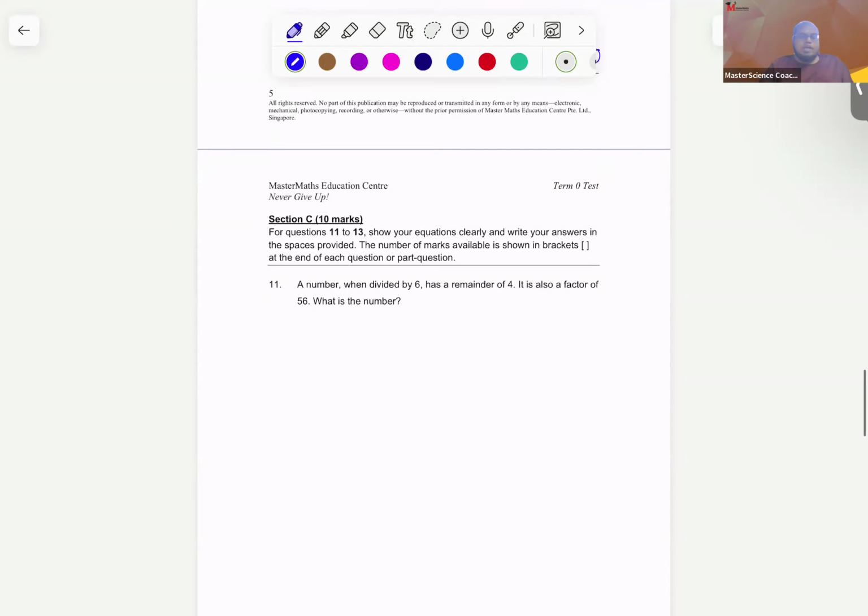Okay, question 11, a number when divided by 6 has a remainder of 4. It is also a factor of 56. What is the number? So if you are trying to guess a number that when you divide by 6 has a remainder of 4, this might take some time. But the other option where they say it is also a factor of 56, that is one of the faster ways that you can start off. So we can list down the factors of 56 first.